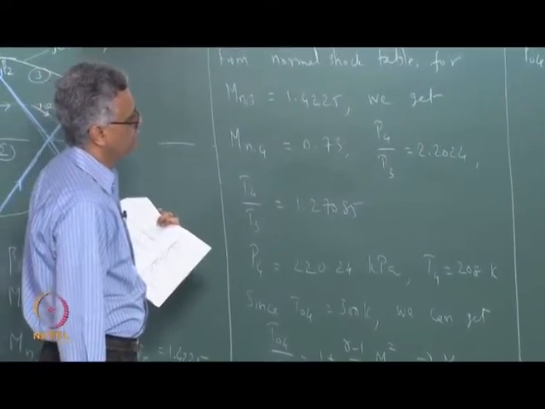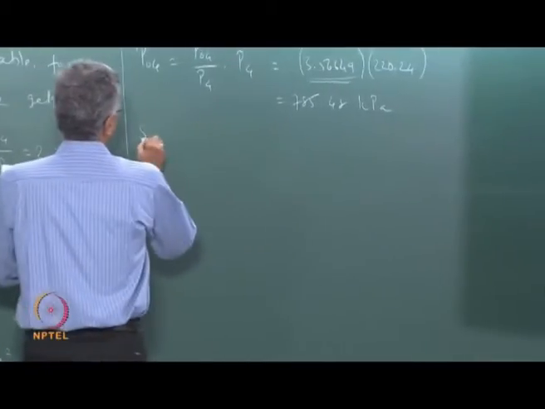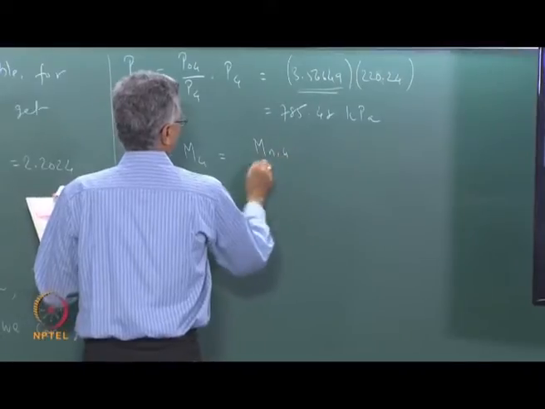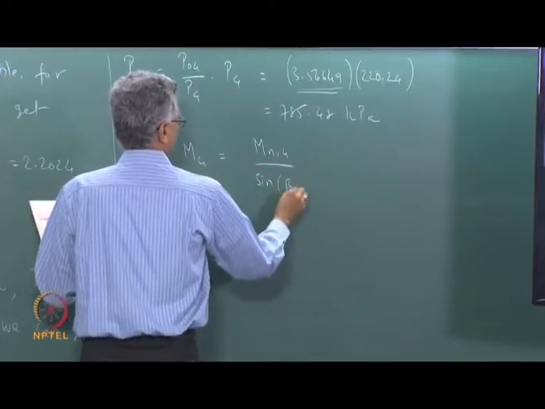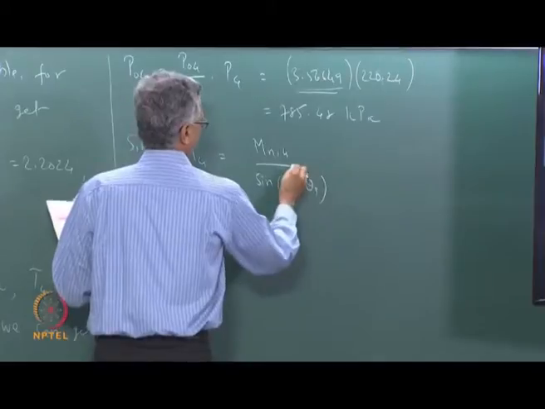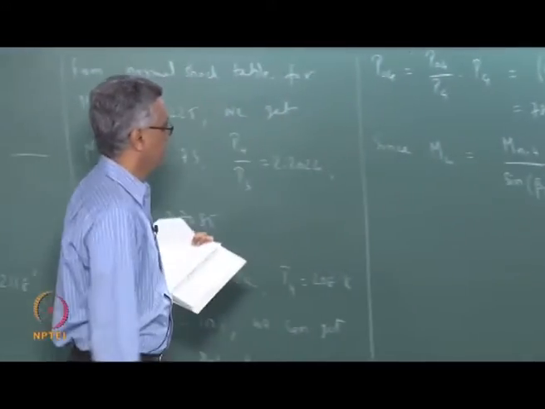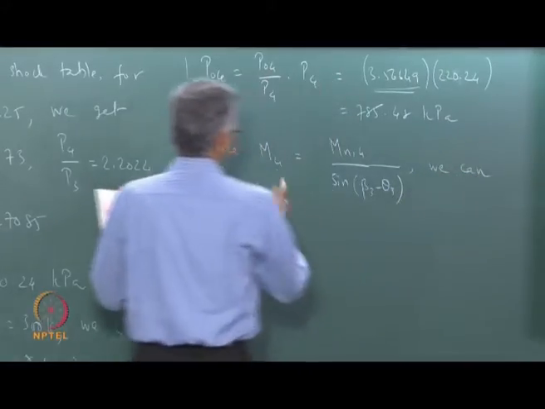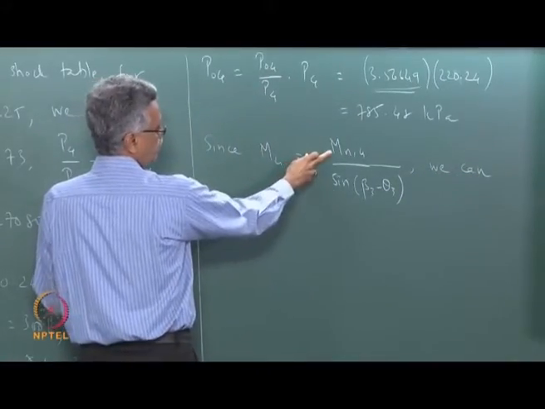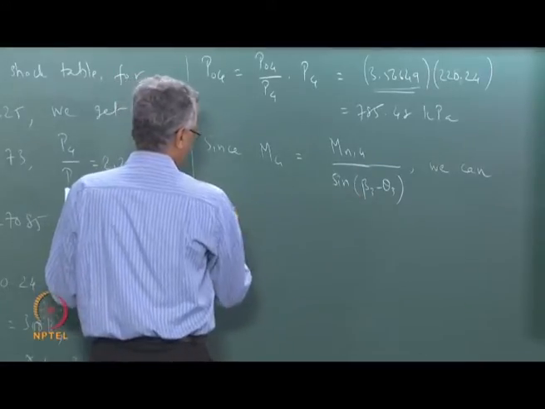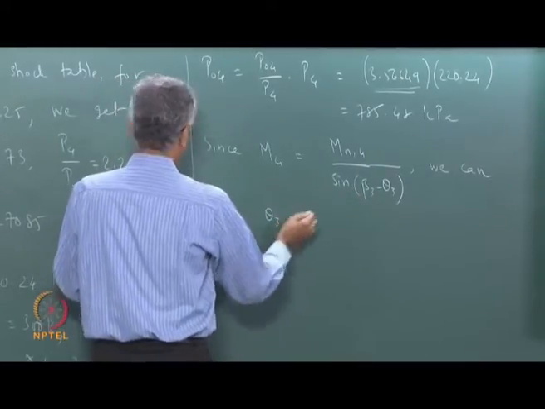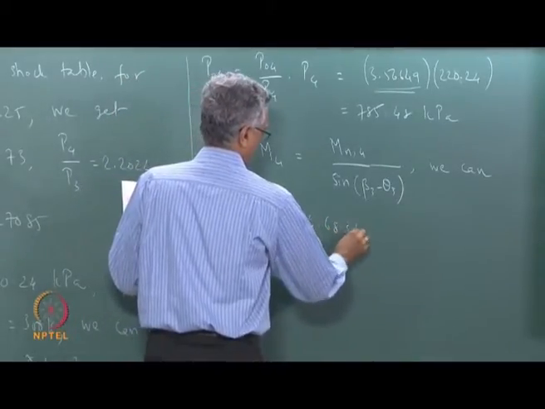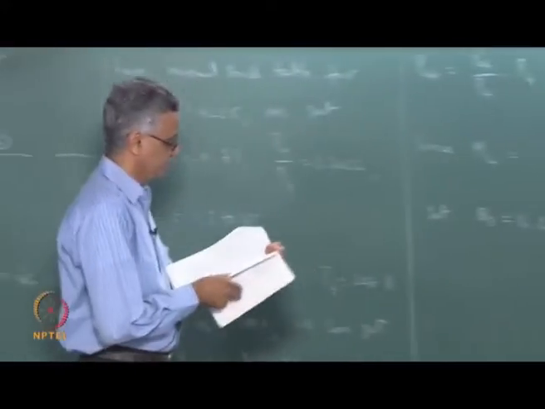The only thing we need to calculate is theta, since M4 is equal to Mn4 divided by sine of beta 3 minus theta 3. I can get all the quantities are known, M4 is known, Mn4 is known, beta 3 is also known. We can get theta 3 to be 14.6834 degrees.